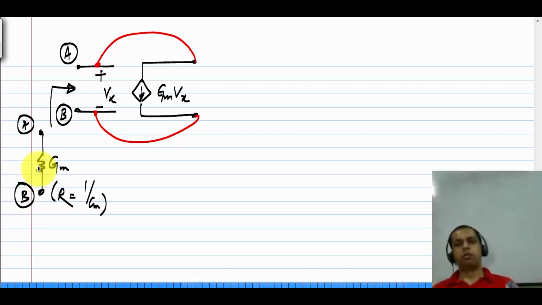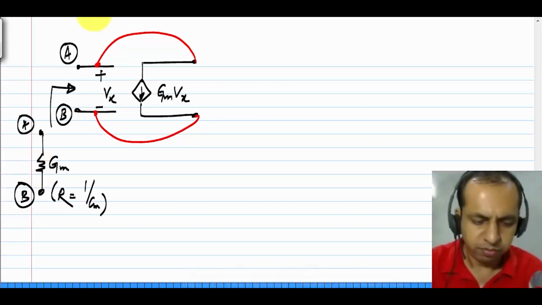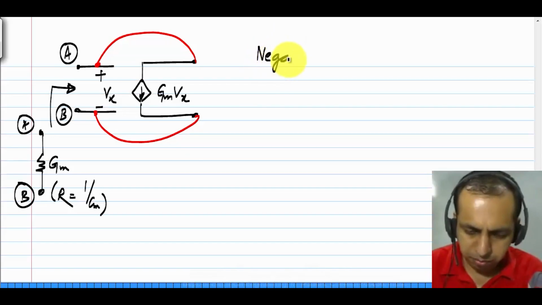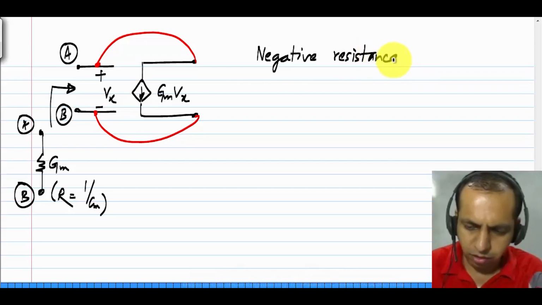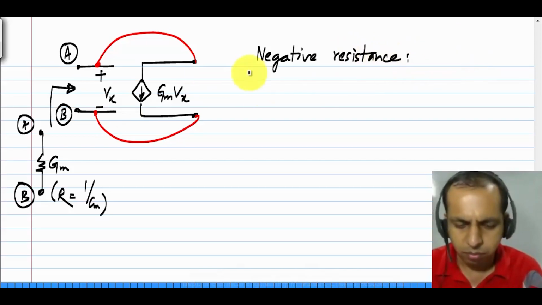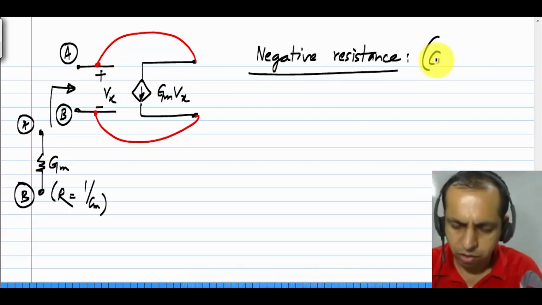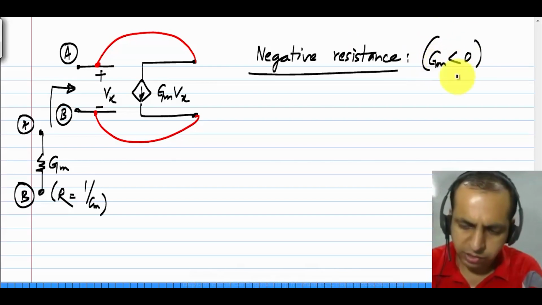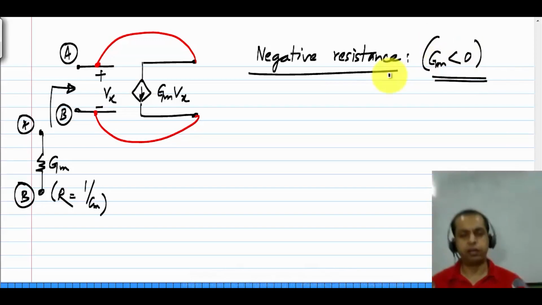Okay. Now one thing is that a physical resistor is constrained to have a positive resistance. Okay, that is, it always dissipates power. We look at those aspects later. Whereas resistance synthesized using control sources can equally well be negative. Okay. Negative resistance, and in this particular arrangement we need Gm to be less than 0. In that case it realizes a negative resistance.